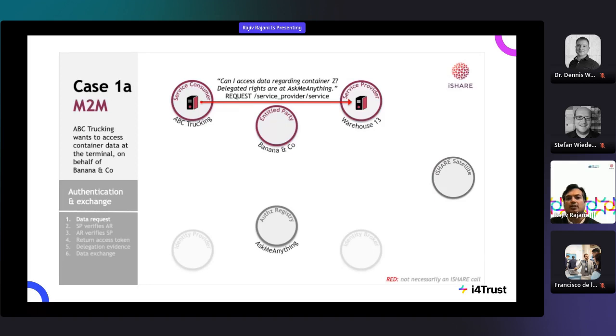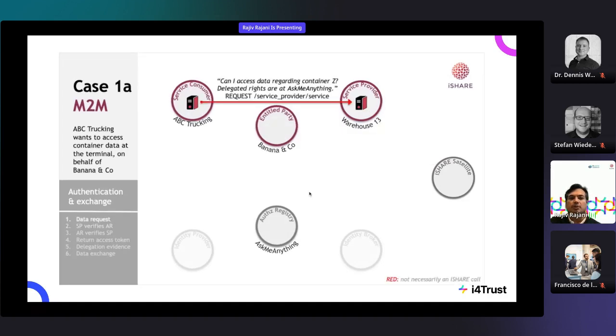I want to get details about the container set, as in when is the ETA, when it is expected to be arriving at the warehouse, and my delegation rights are at this authorization registry. Well, there are various flows, various supported ways in which the service provider knows where to check, or which authorization registry to check, for the right authorizations. This is one of the ways where the service consumer specifies that it can find authorizations at a specific authorization registry, right?